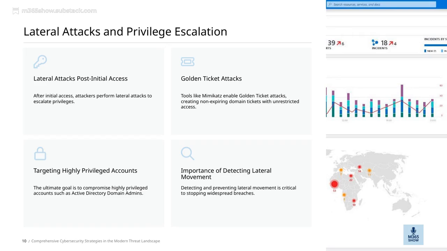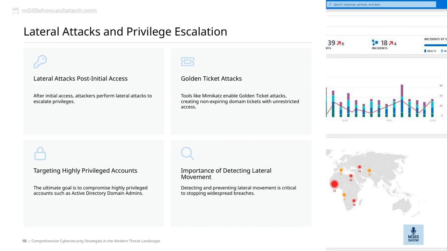Let's take a closer look at lateral attacks and privilege escalation. Detecting and preventing lateral movement is absolutely critical if we want to stop widespread breaches before they cause real damage. When attackers succeed in moving laterally within a network, they often aim to access highly privileged accounts, like those in Active Directory domain admins. These accounts are prime targets because gaining control over them can give attackers near unlimited access.